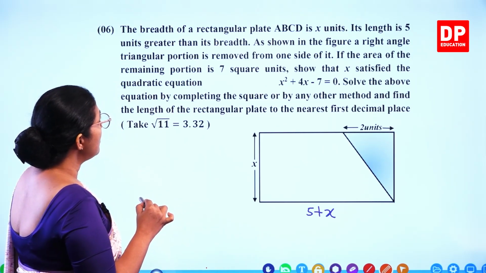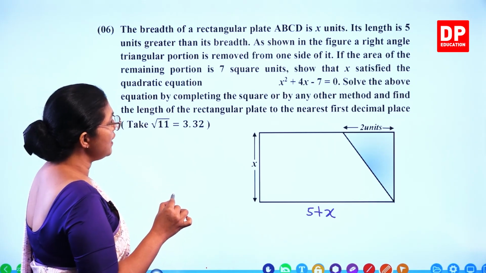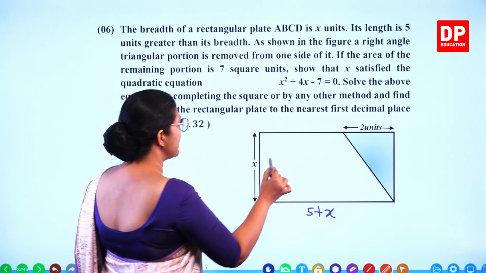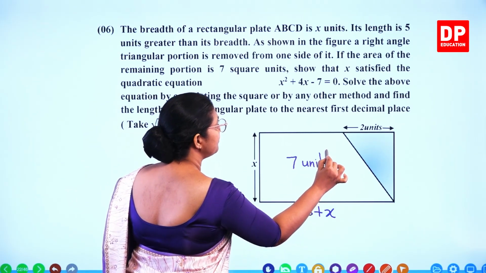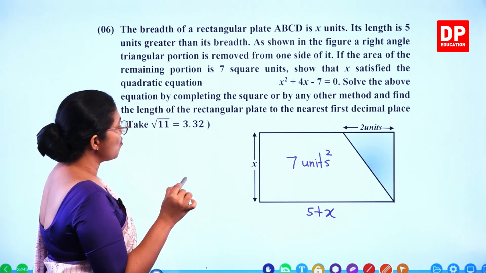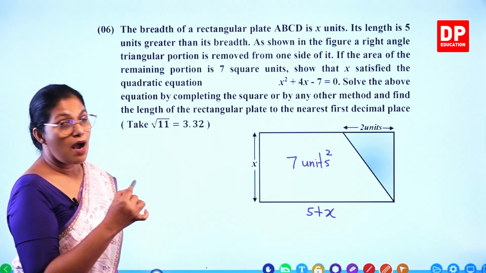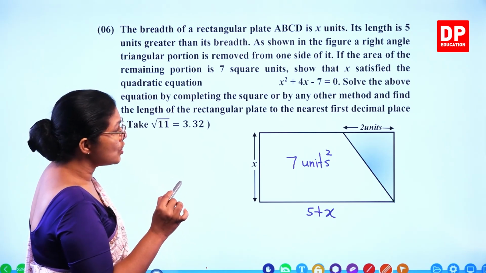As shown in the figure, a right angle triangular portion is removed from one side of it if the area of the remaining portion is 7 square units. 7 square units. Show that x satisfies the quadratic equation. And then you have to solve the equation and answer the following question. So let's try to get this equation.